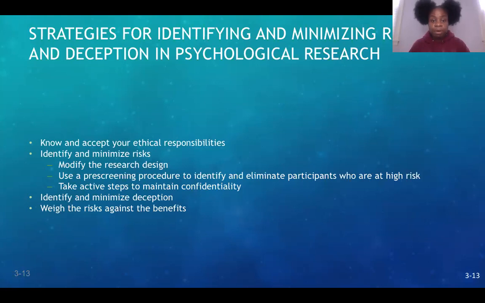If the research poses minimal risk, then even a small benefit to participants, science, or society is generally considered enough to justify it. If it poses more than minimal risk, then there should be more benefits, okay?